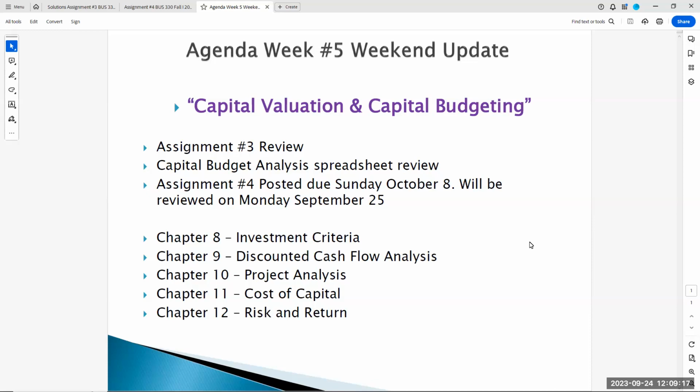Remember, we're concentrating these 2 weeks, Weeks 5 and 6, on 5 chapters: investment criteria, discounted cash flow, which we looked at in Week 5, project analysis, cost of capital, and risk and return in capital budgeting, which we'll do in our lecture video for Week 6. So let's take a quick look at Assignment 3 and what I was looking for with that work.